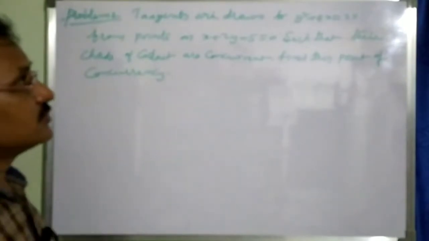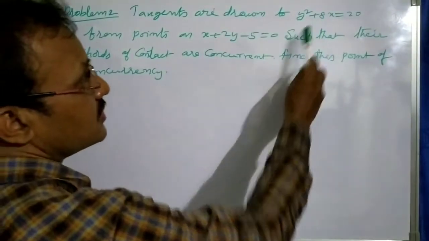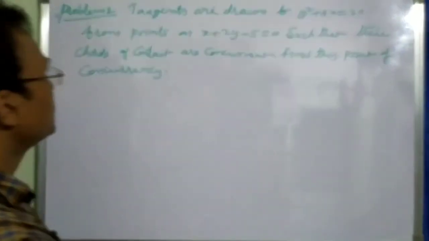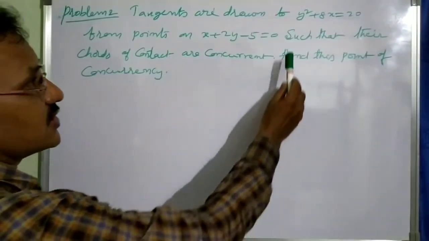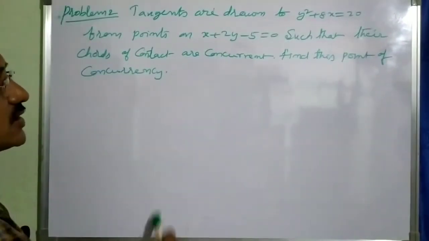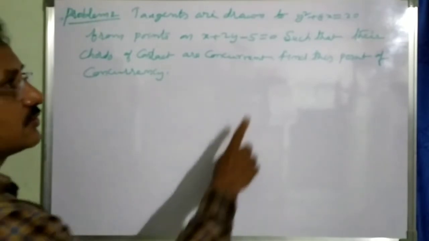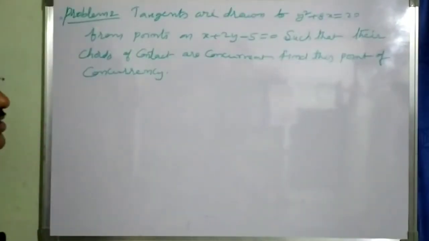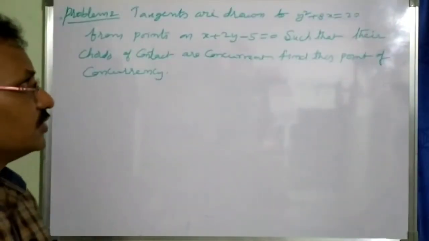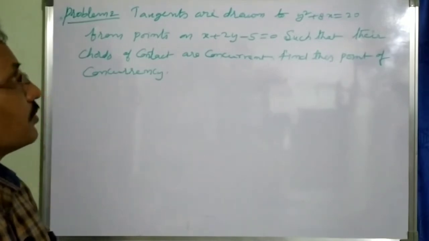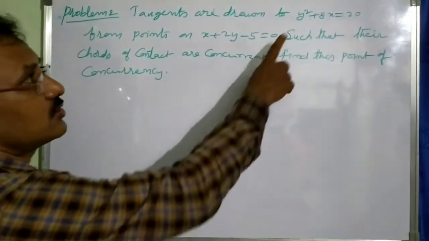Tangents are drawn to the conic y square plus 8x is equal to 20 from points on the line x plus 2y minus 5 is equal to 0 such that their chords of contact are concurrent. Find this point of concurrency. That is the problem. If we analyze the question properly, tangents are drawn to the conic.